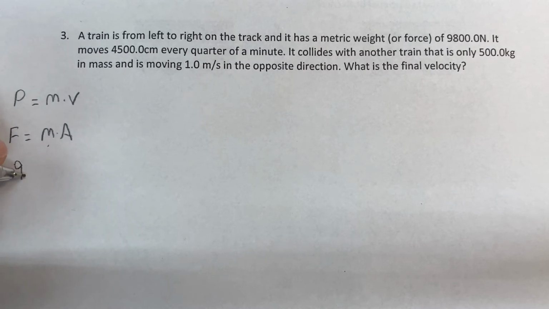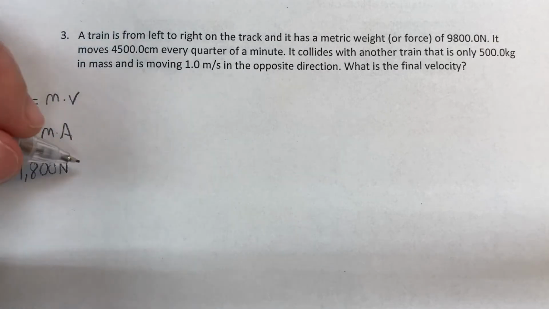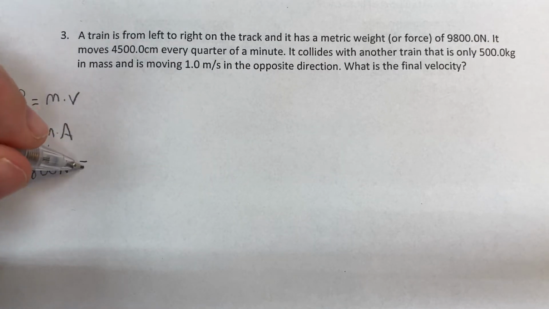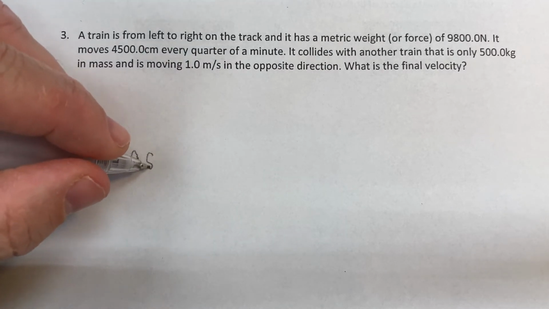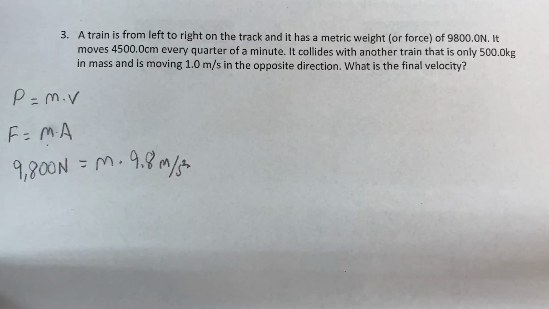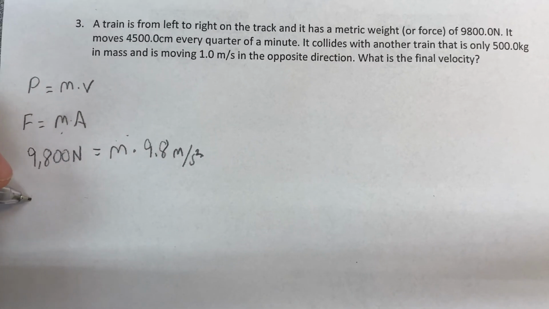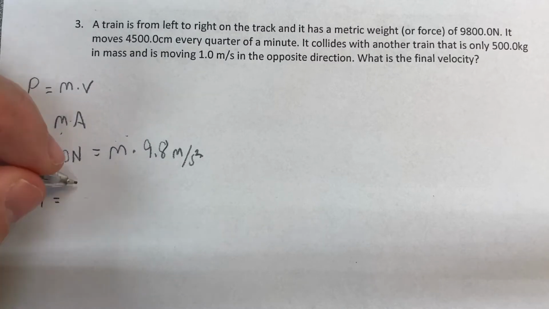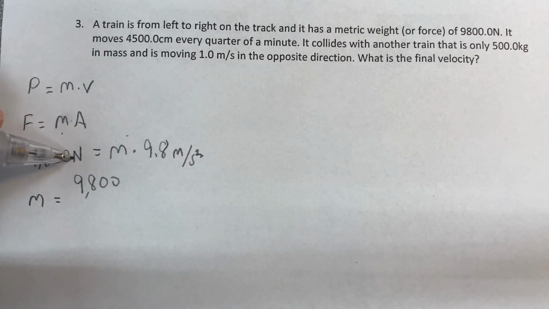The train is 9,800 newtons. And we know that the acceleration is, for gravity, 9.8 meters per second squared. So we just need to rearrange this to solve for mass. So if we divide both sides by 9.8, we end up with mass equals force, which is 9,800. Now I'm going to do something a little different here. I'm not going to write newtons. I'm going to write what a newton is made up of.